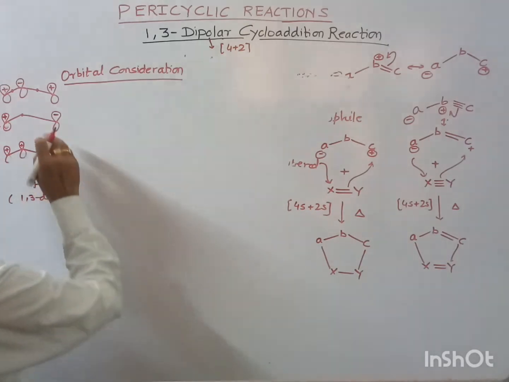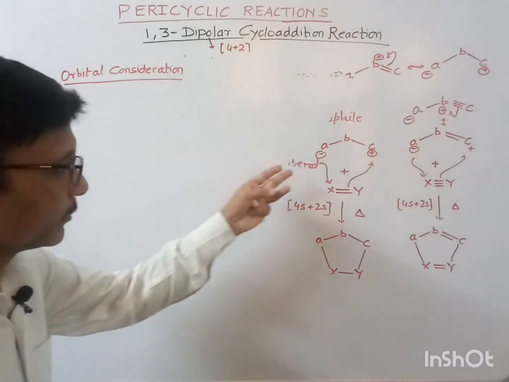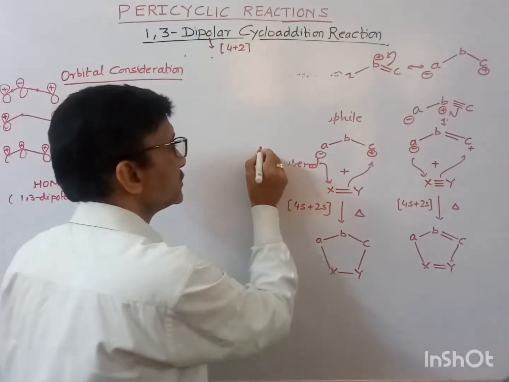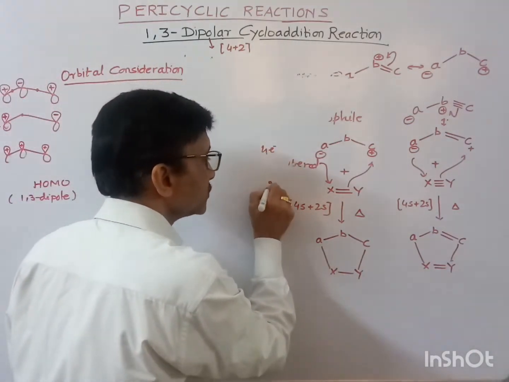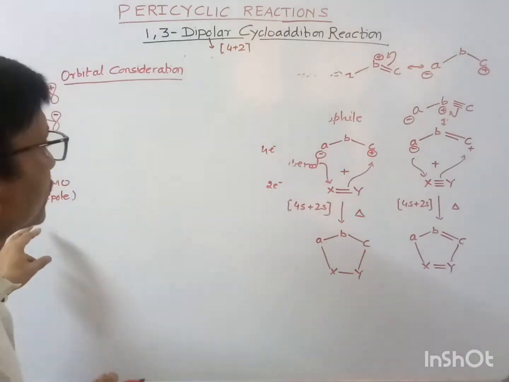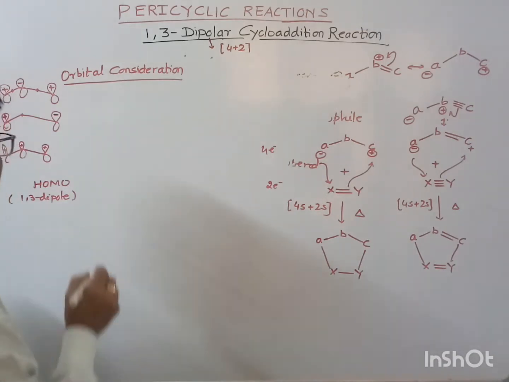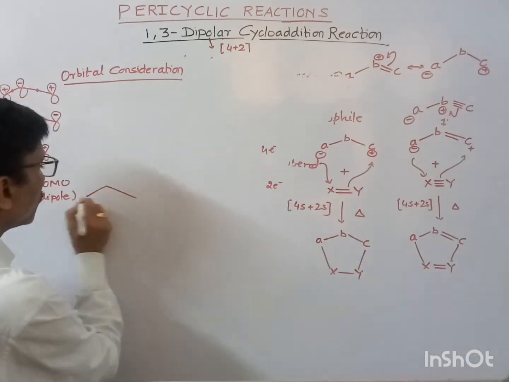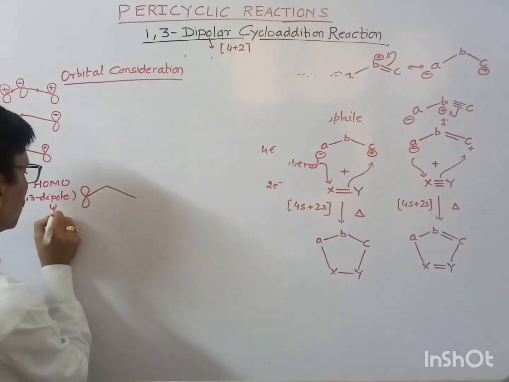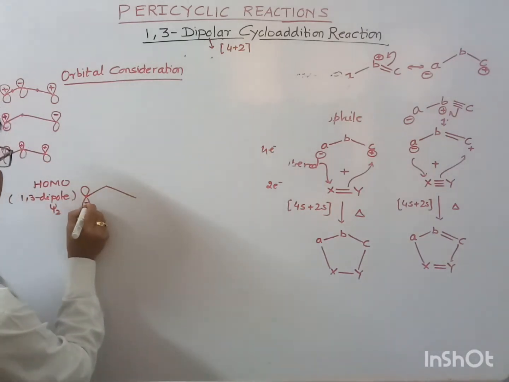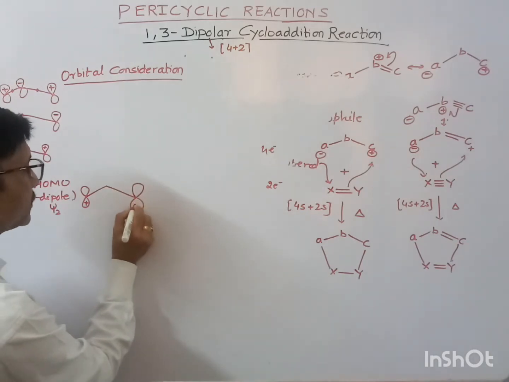Then the HOMO would be, because this is a 4-electron species and that is a 2-electron species, psi2, the highest occupied molecular orbital, containing 2 electrons, as the 4 electrons are filled up. So I may write that psi2 would be the HOMO, and it contains a plus sign and a minus sign.